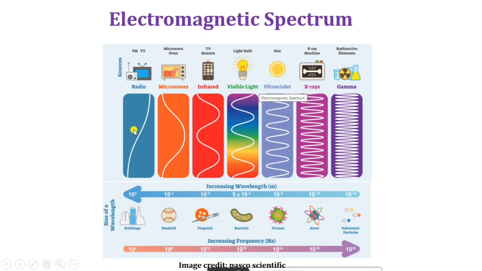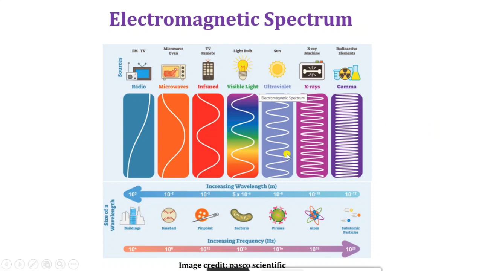So this represents an electromagnetic spectrum. A spectrum is an arrangement of something based on the increasing or decreasing order of any of its properties. For example, if you arrange electromagnetic radiations based on their increasing order of wavelength or decreasing order of frequency, that arrangement is known as the electromagnetic spectrum.